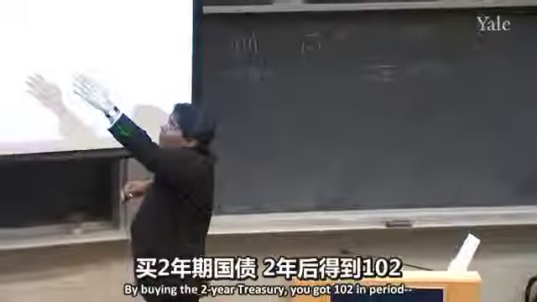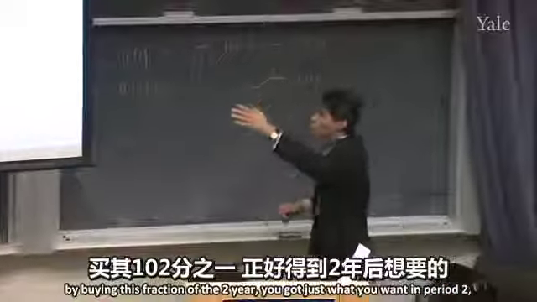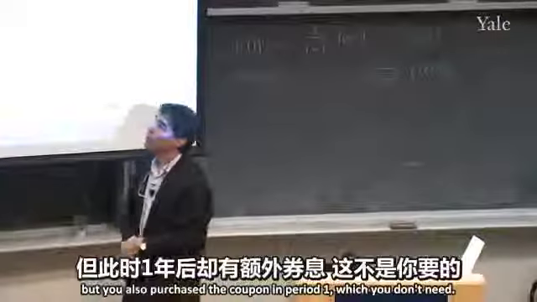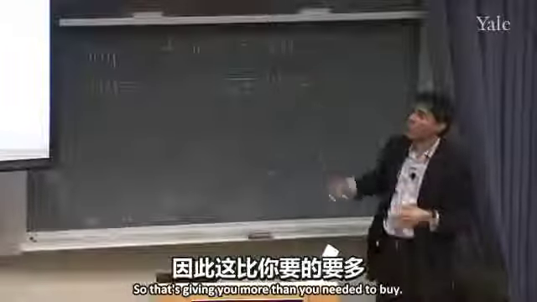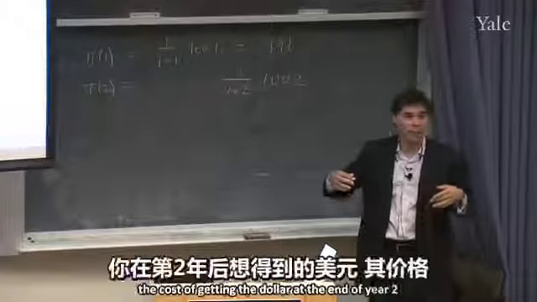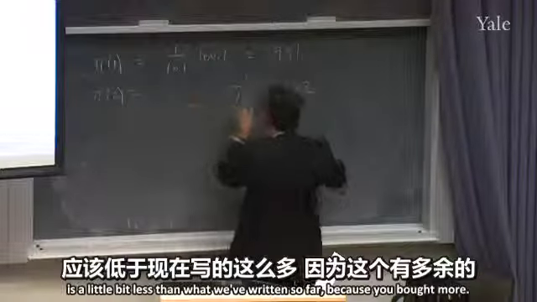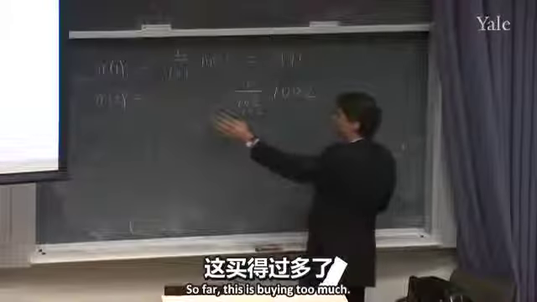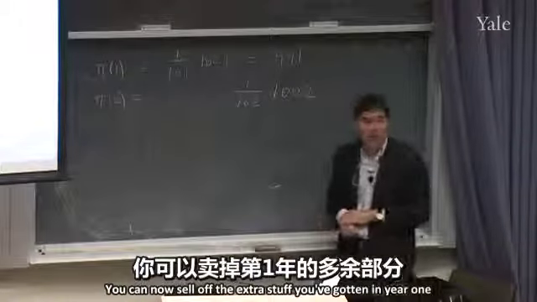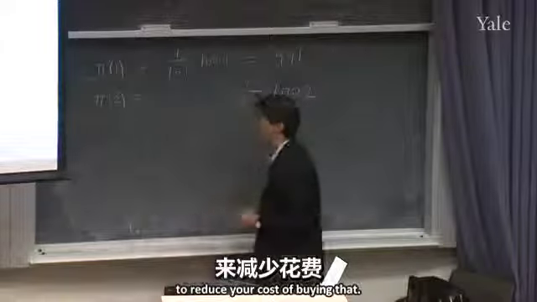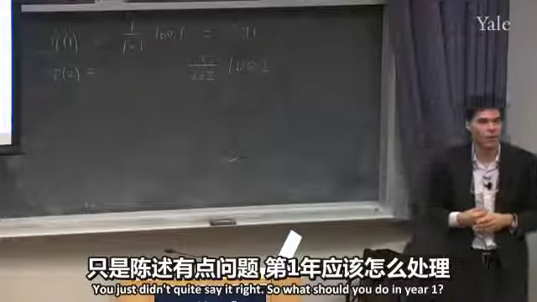By buying this fraction of the 2-year Treasury, you got just what you want in period 2, but you also purchased the coupon in period 1, which you don't need. So that's giving you more than you needed to buy. The cost of getting the dollar at the end of year 2 is a little bit less than what we've written so far, because you bought more. You bought the dollar in year 2, and also a little bit in year 1. You can now sell off the extra stuff you've gotten in year 1 to reduce your cost. So what should you do in year 1? That's exactly what you were thinking, you just didn't quite say it right.